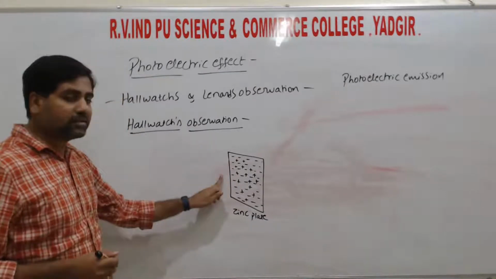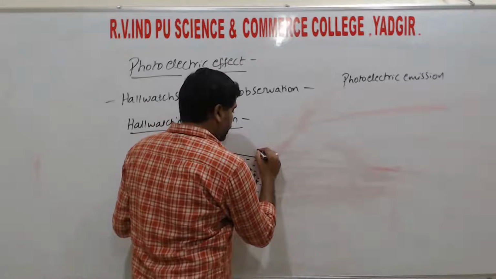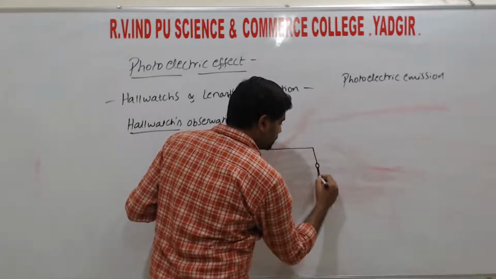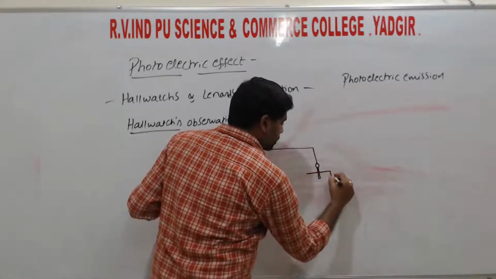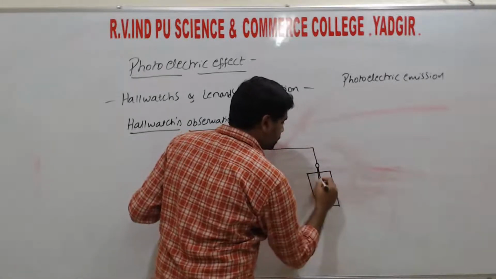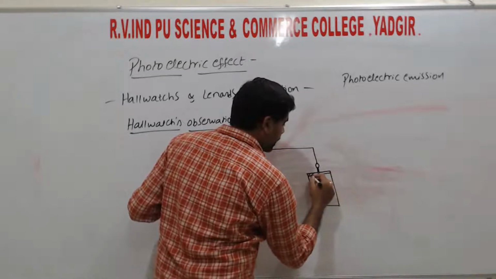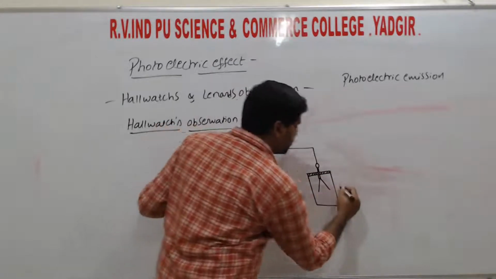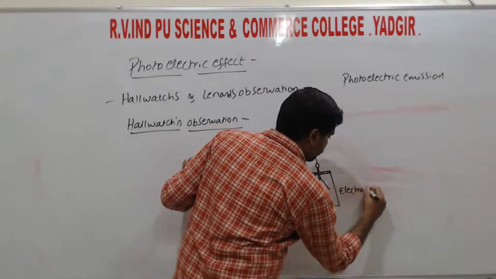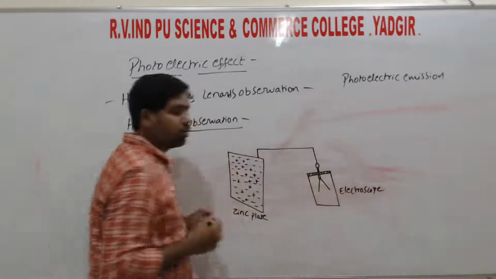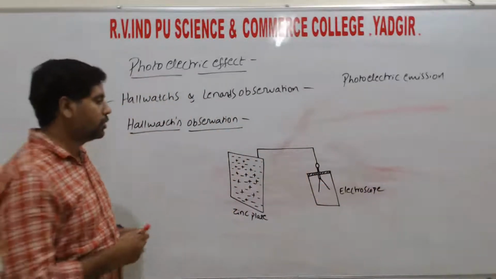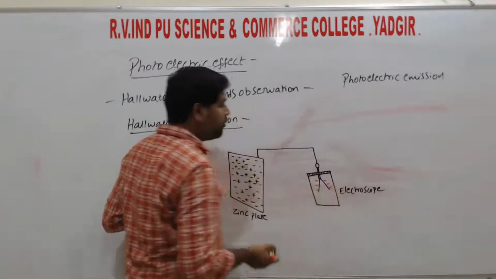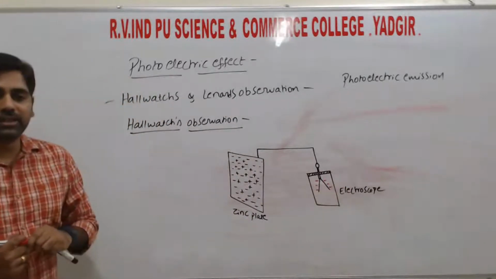Later he connected this zinc plate with an electroscope. As you already studied in the first chapter, that is a gold leaf electroscope. So these are the gold leaves and this one is the electroscope. Since it is negatively charged, in the gold leaves also we have negative charges.